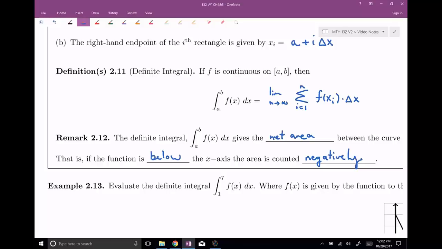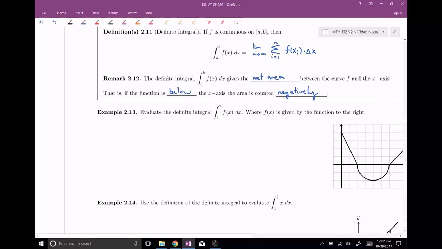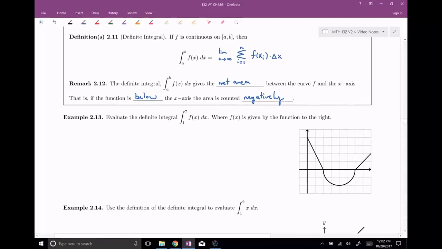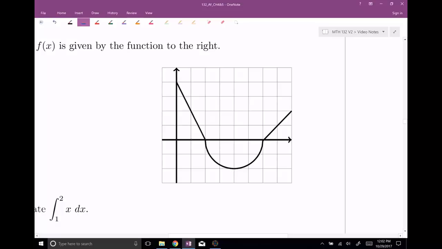So let's get a little practice using the notation here. I'd like to calculate the definite integral from 1 to 7 of f of x dx. Notice that the 1 and the 7 are our a and b values. That's the limits. So I'd like to calculate the definite integral, or the net area, for this function right here, from 1 to 7. Here is maybe my 1. 2, 3, 4, 5, 6, 7.